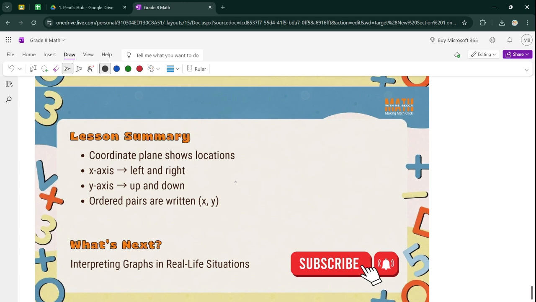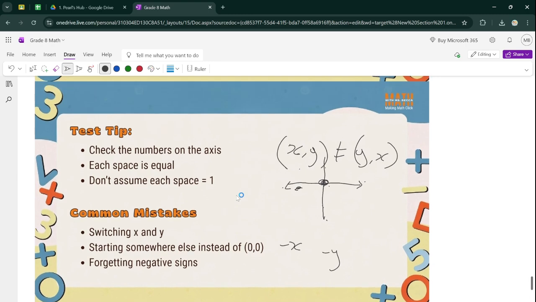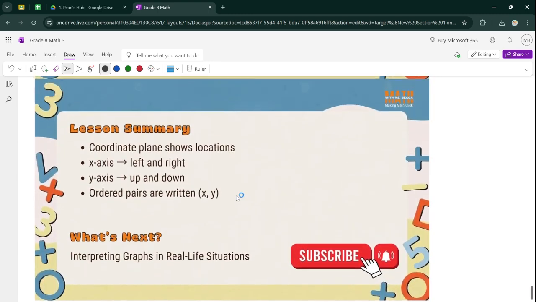And the summary is that the coordinate plane shows location, like I explained in the first video. For the X-axis, you look to the left or to the right for X, and then you look up or down for Y. Ordered pairs are written as X, comma Y, just as I explained here.